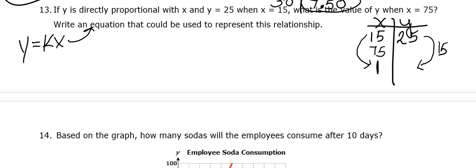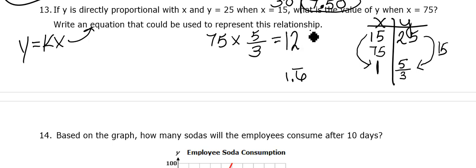When you take 25 and divide it by 15, you should get 5/3. You might get 1.6 repeating, but let's keep this as a fraction. So our calculators will do that for us. So let's keep it as 5/3. Okay, so now we're going to take 75, because I know 1 is 5/3, and I'm going to multiply by 5/3. You should get 125. Okay, so 125 is my y value.